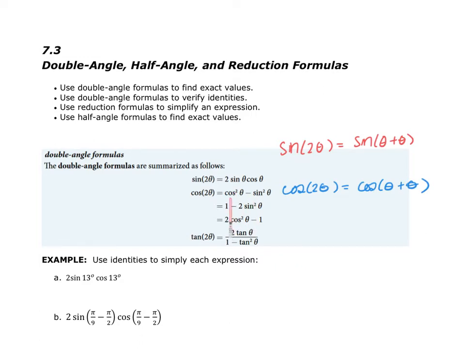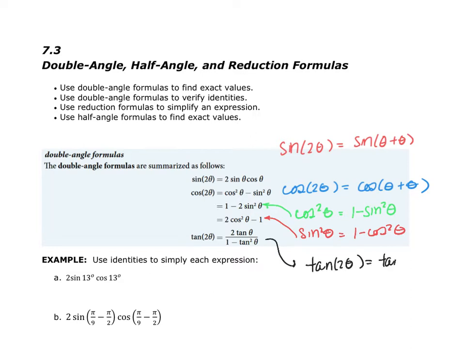If you use the fundamental identity, the fact that cosine squared theta is equal to 1 minus the sine squared theta, then you're going to get that one. Similarly, if you use the fact that the sine squared theta is equal to 1 minus the cosine squared theta, you're going to get that one. To find the tangent of 2 theta, that's pretty straightforward. Again, the tangent of 2 theta is equal to the tangent of theta plus theta, and then you just use the sum of angles for tangent.